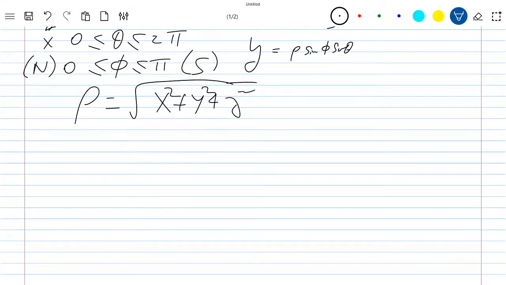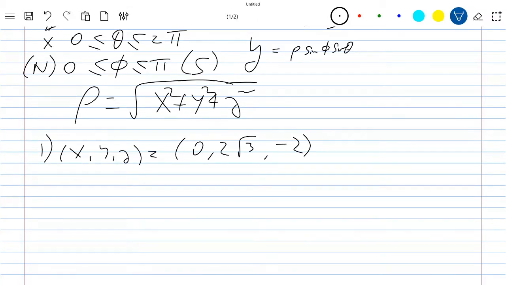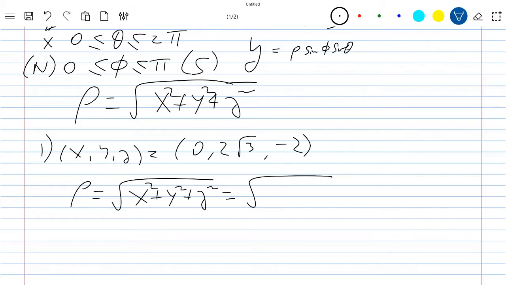So let's see. If you have a point with x, y, z equals, let's say, 0, 2 root 3, and negative 2, then let's find rho, theta, phi. Rho is just the square root of x squared plus y squared plus z squared. And you can see it's 0 plus 4 times 3, 12, plus 4, and that's 4.